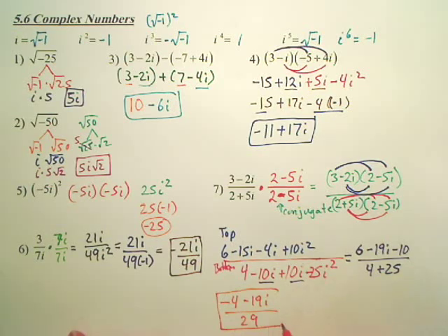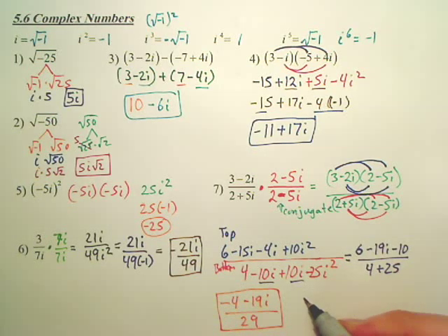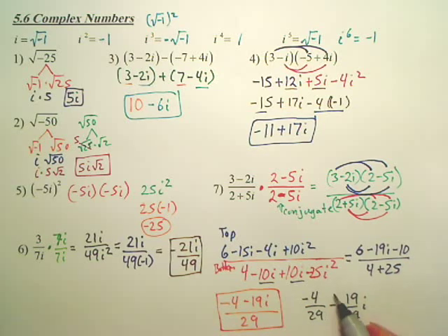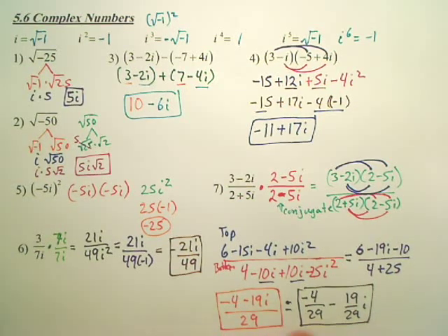Now, some people accept this, but that is actually an imaginary number divided by 29. The technical answer, but I've noticed a lot of people in a lot of books don't do the technical answer, is this. I have negative 4 over 29 minus 19 over 29i. That's the actual way you should write it, except you will see both of these. Either of these answers work.